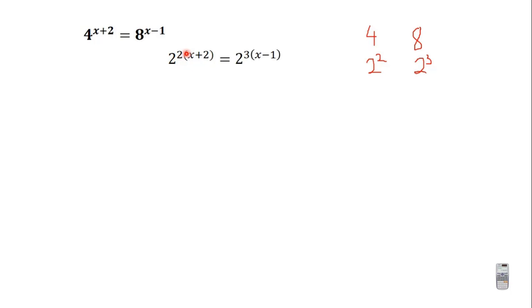So we have 2 into bracket x plus 2 is equal to, when you come to this side, 8 is now 2 exponent 3. So 2 exponent 3 times, it's also multiplying a binomial which is x minus 1. So you put the binomial in a bracket. If you watch the video on algebra, we explained what a binomial is in detail there. So we have 2 exponent 2 into bracket x plus 2 is equal to 2 exponent 3 into bracket x minus 1. So the base on the left hand side is 2, the base on the right hand side is 2. We can equate the exponents.